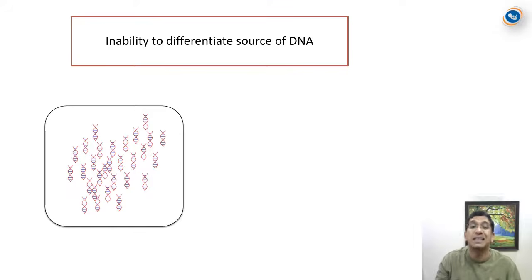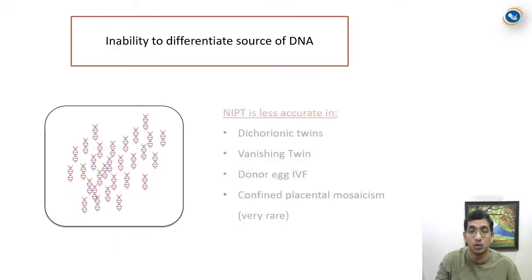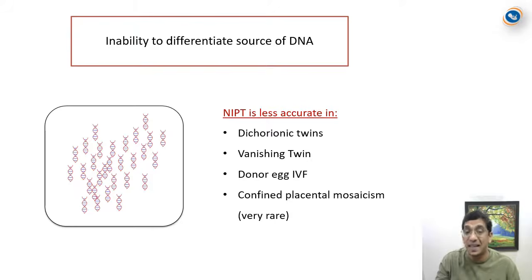Now, because of its inability to differentiate the source of DNA, NIPT is less accurate in dichorionic twins. Why? Because you have two babies, so every baby's placenta is sending its own DNA, so it is difficult for the NIPT to know which of the babies is affected, because they will be releasing different amounts of DNA corresponding to each chromosome. So you have more than one source of DNA, you have two placentas, so there is a problem. Vanishing twin is a big problem.